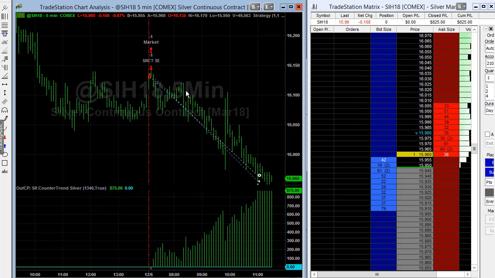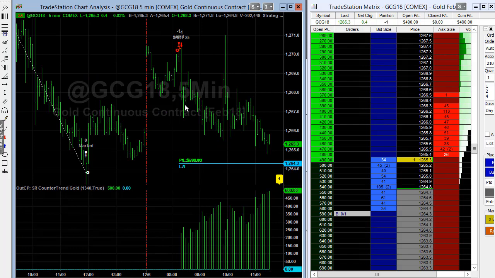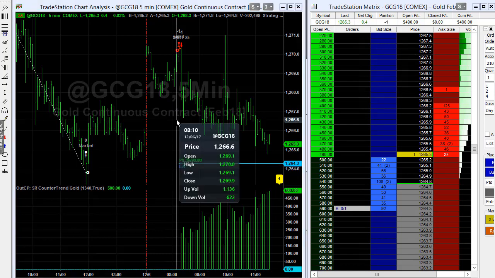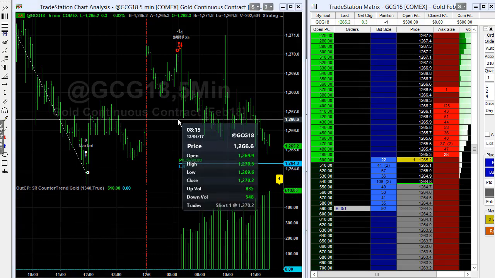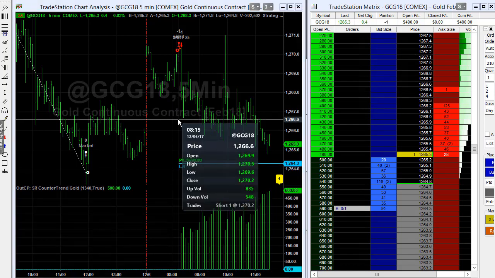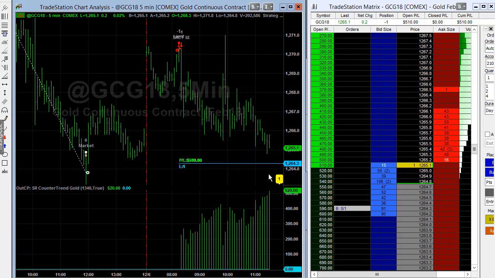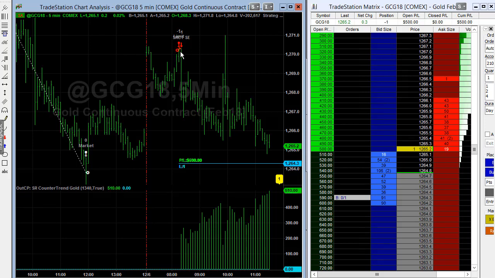It's also up on the day. It has not hit its profit target yet. So here is the gold trade today. You see the strategy. The actual trade was 1270.2, and that's where the trade took place. The strategy got in at 1270.3, so there's 1 tick of slippage. The profit target is 1264.30. It's still in this trade, so we already have 1 tick of slippage on the entry.